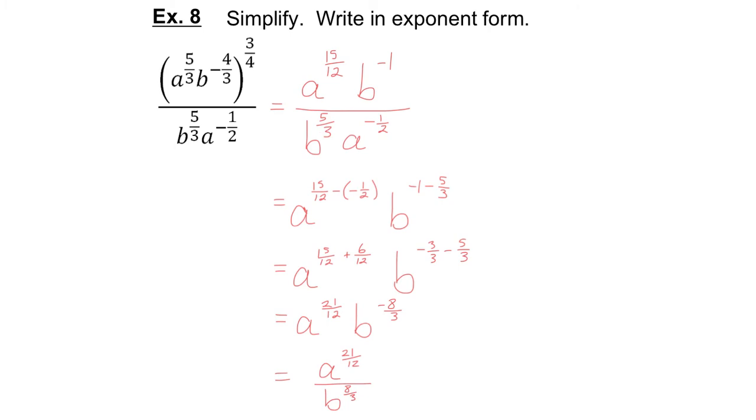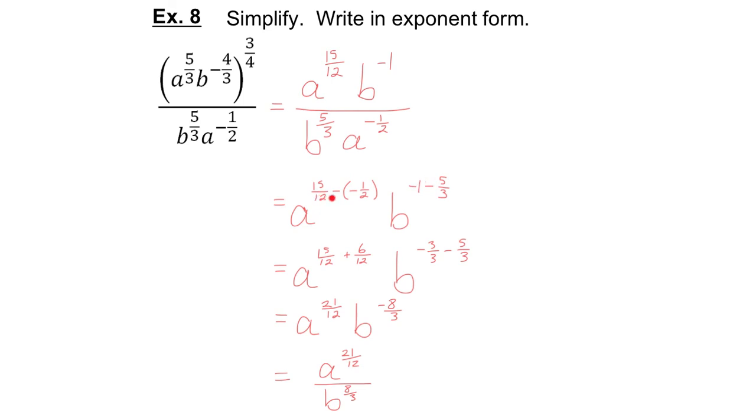Now I notice I'm dividing powers with the same base, which means I subtract the exponents. So my exponent on a is 15 over 12 minus -1/2. And I have b to the -1 divided by b to the 5/3. So I subtract the exponents: -1 subtract 5/3.